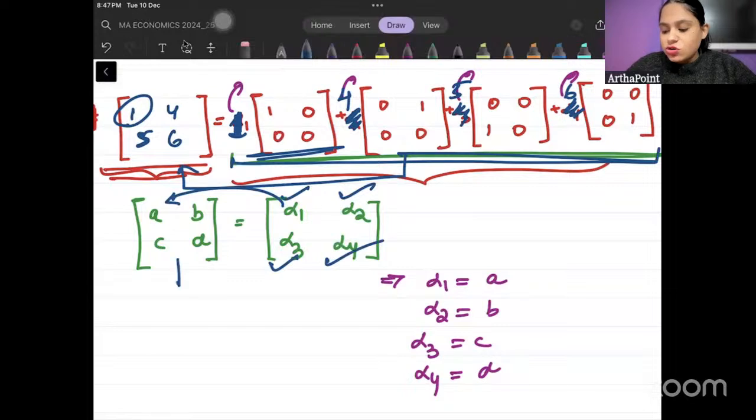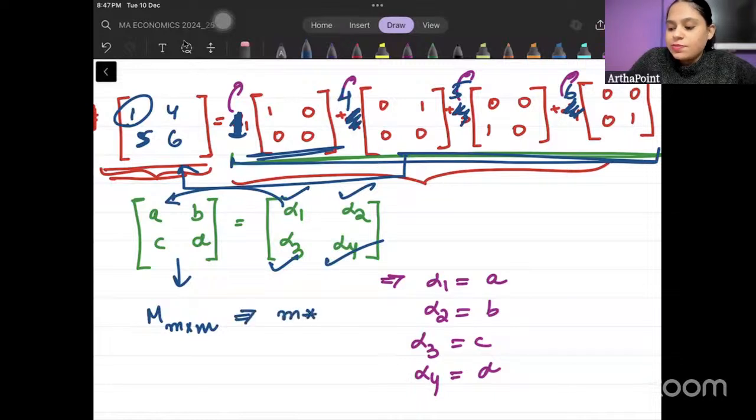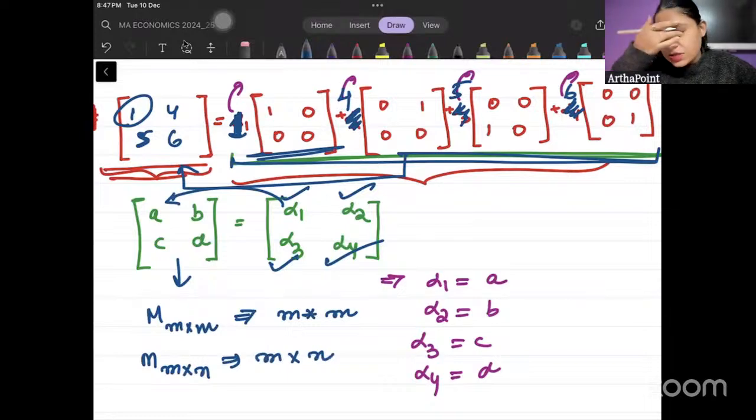So the dimension of any M cross M matrix. I have talked about dimension in my advanced video lecture. You can also have a look there. The dimension of any M cross M matrix is M into M. The dimension of any M cross N matrix is M into N. Right? Dimension is simply the number of elements, rows into columns.